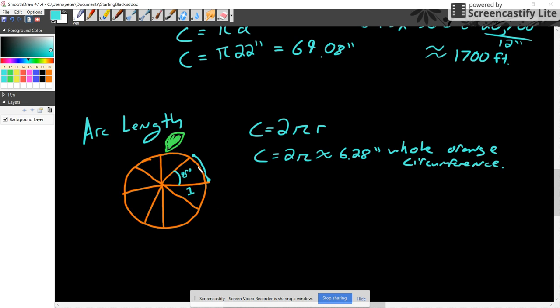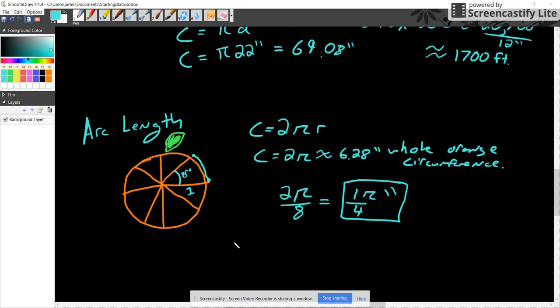So what about just a segment of the orange, just a slice? How many slices are there? I just want to find this slice. This is 45 degrees. How many 45-degree chunks are in this circle? 1, 2, 3, 4, 5, 6, 7, 8. I can divide this by 8. 2 pi divided by 8 is pi over 4, which would be our arc length in inches.